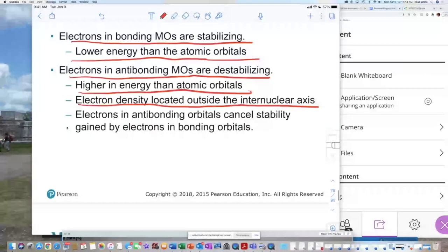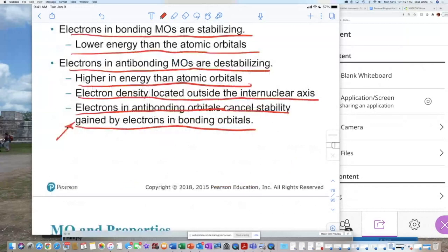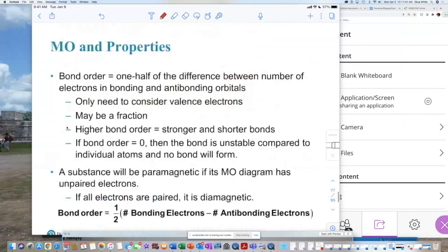And what else? Electrons in anti-bonding orbitals can cancel stability gained by electrons in bonding orbitals. So electrons in anti-bonding orbitals cancel stability. So this is what I was saying earlier, that this would be like relationship-sabotaging behavior that cancels out the good that was done in the relationship. Okay. So let's go ahead and see this.